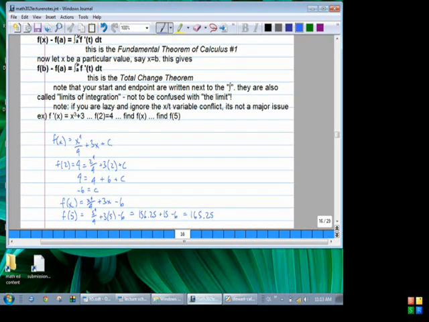Why did you put 0.25? What I put? Sorry? Why did you put 0.25? Because that's what it is. 5 to the 4th divided by 4 is that. Oh.